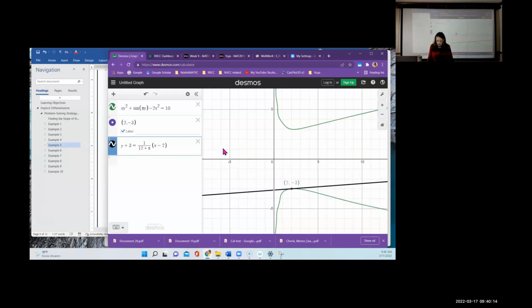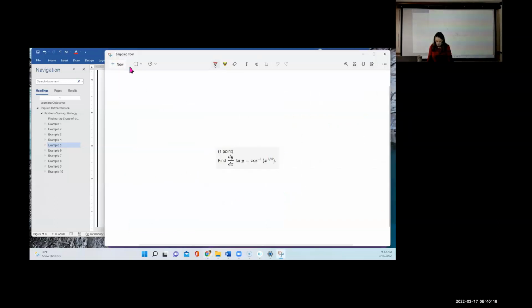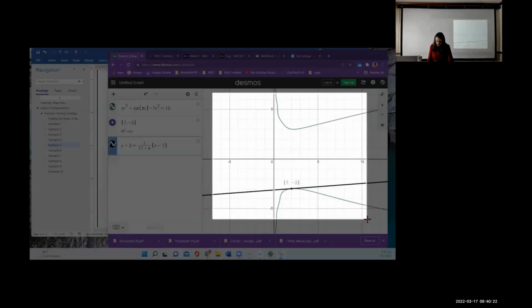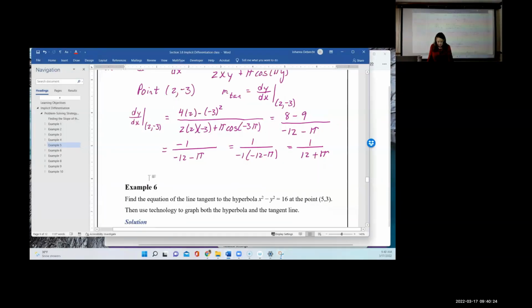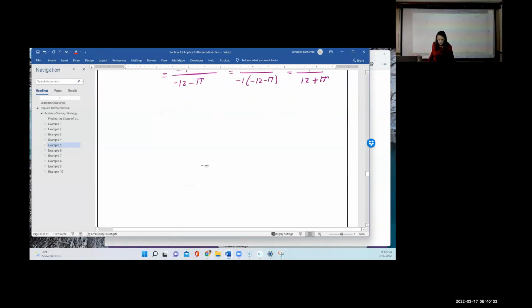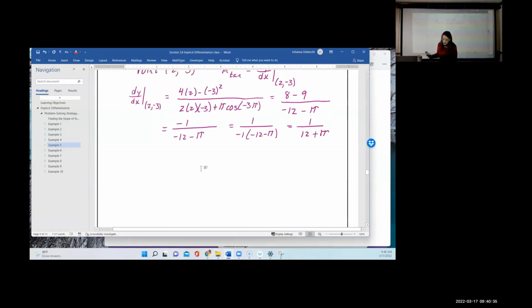All right, so we've got a graph of this, and we can add this to our notes so that we can remember what it looks like. So we can add that down here. And we can also add into the notes the equation of the tangent line. Y minus a -3 equals slope of the tangent line, 1/12 plus pi, x minus 2, which you can write the double negative as a plus as well.